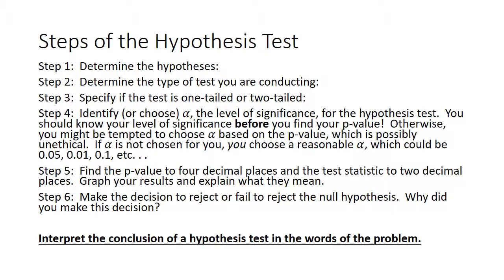And you're probably noticing that these steps are familiar from one type of hypothesis test to another. You pretty much do the same thing. Determine your hypotheses, determine what type of test, what button to hit on the calculator. Is it one-tailed or two-tailed? And you need to know that so that you can know how to input the data once you pick the correct calculator button. Determine your level of significance, find your p-value and test statistic, make your decision to reject or fail to reject, and then interpret.